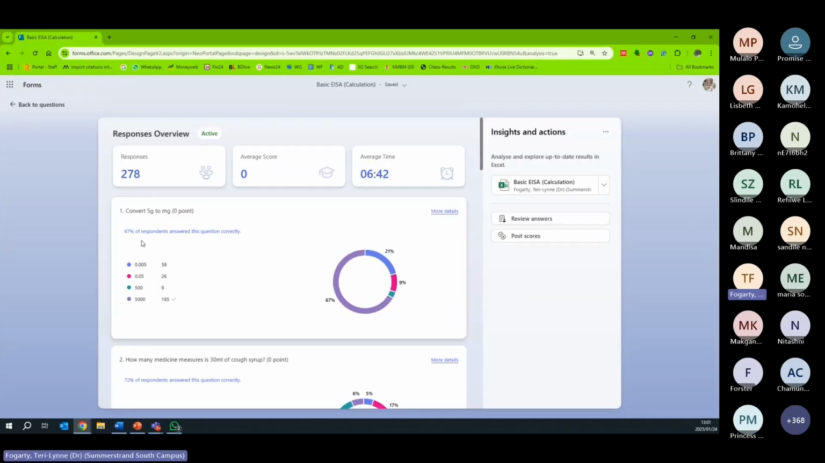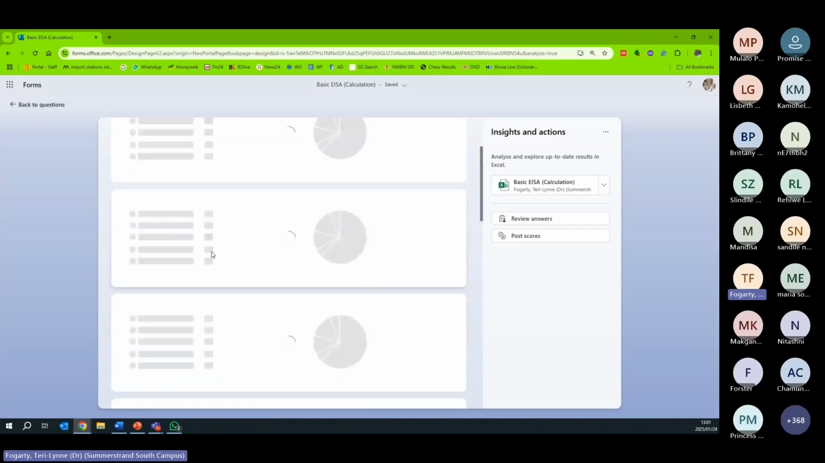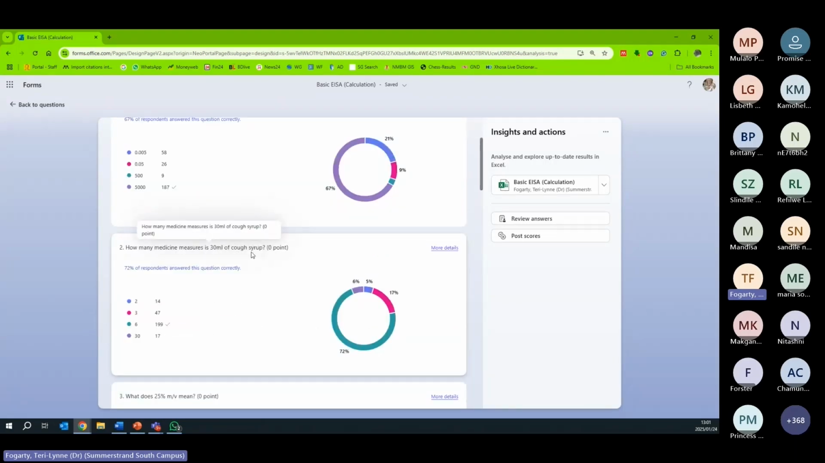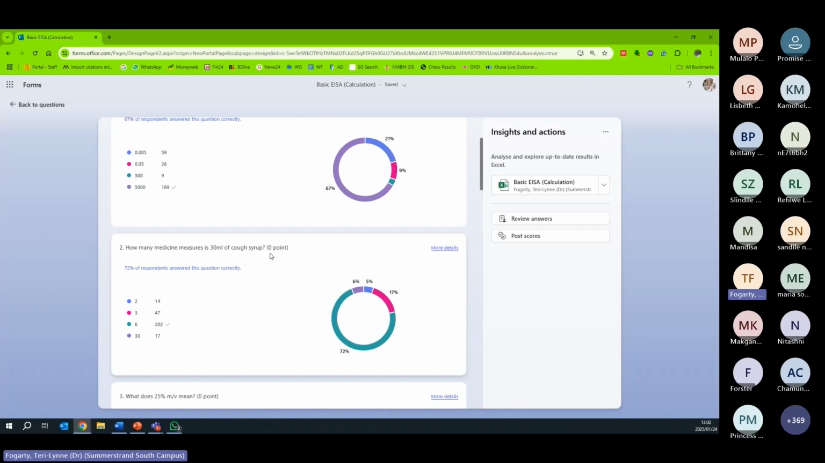Right, so next question. How many medicine measures is 30 mils of cough syrup? Now, if you remember earlier in the presentation, I said you would be surprised how many people don't know how many milliliters are in a medicine measure. So for this question, you first have to start off with how many milliliters are in one medicine measure? And the answer there is 5.